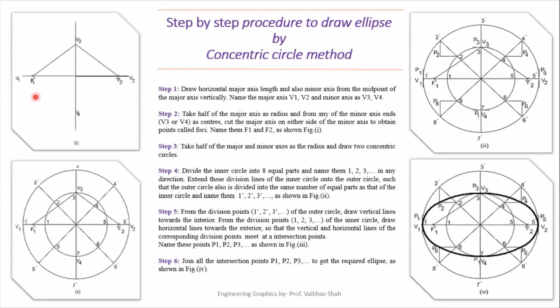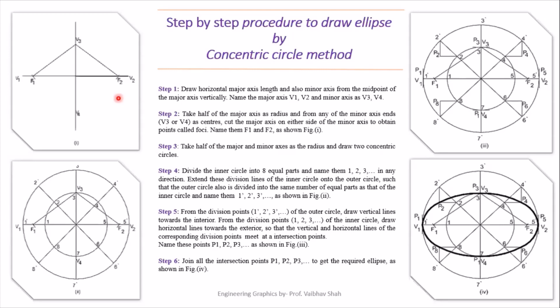So once again, we'll be taking half of this major axis. Let us suppose we will be putting our compass here. You have to put your compass here at point V3 and cut this major axis somewhere here to get your focal point, and on the other side somewhere here to get your other focal point. So what we have done is we have taken half of the major axis on a compass, put it at V3, and cut the major axis here to get F1, and on the other side to get F2. These are nothing but your focal points F1 and F2.